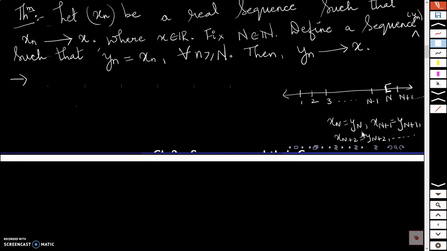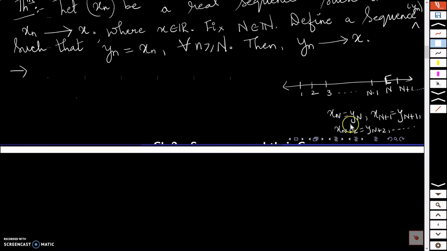So this is what I have to establish now. What are the things that are given to us? xn converges to x, that's given to us. So we will make use of that. Let epsilon be any positive arbitrary number.